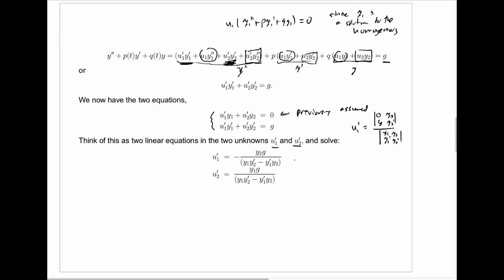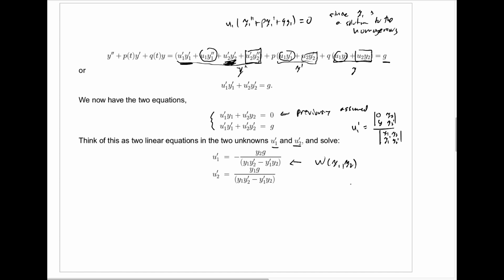And notice that this denominator is exactly what we've been calling the Wronskian of y1 and y2. Remember, y1 and y2 were a fundamental set of solutions to the homogeneous differential equation, so the Wronskian can't be 0, and that's good because that's exactly the condition for the existence of solutions here, and certainly we need that to be non-zero for this to make any sense at all. So this all works because we have a fundamental set of solutions, y1 and y2, to the homogeneous.